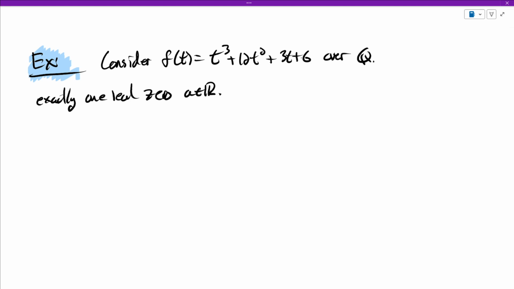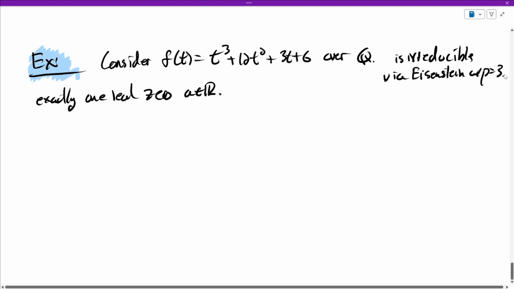And it's not hard to see also that f is irreducible over Q using Eisenstein's criterion with p equal to 3. Okay, so the real zero is not rational. What else do we know?